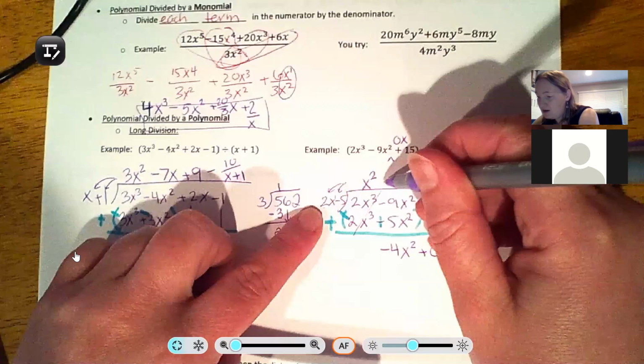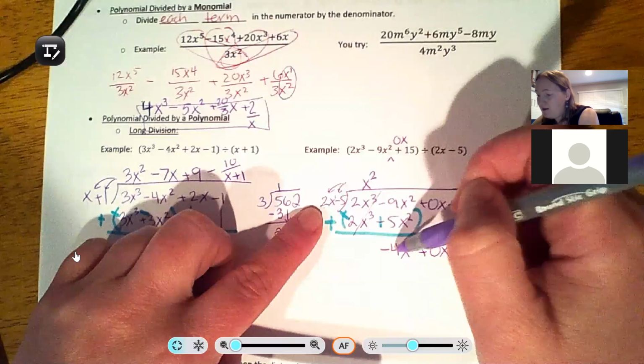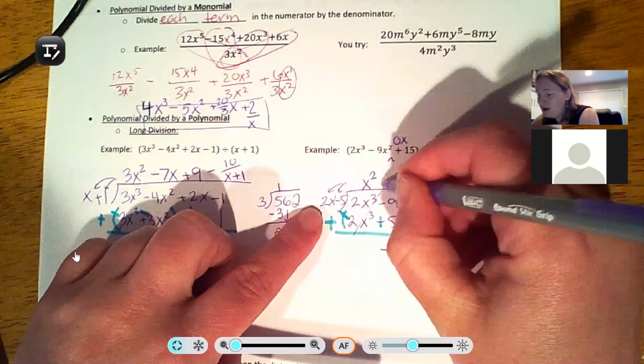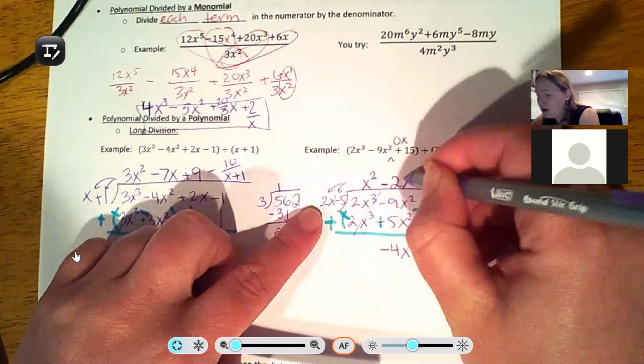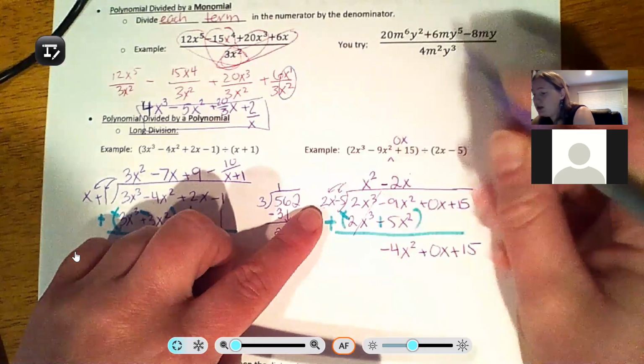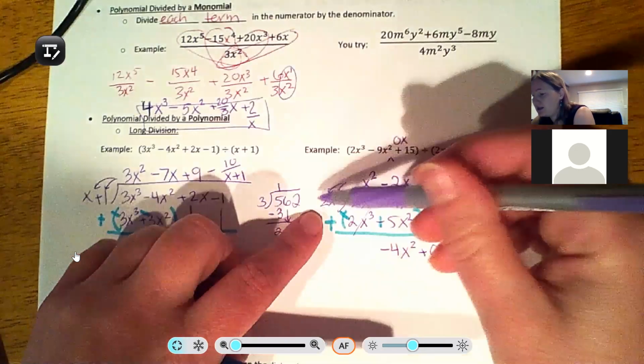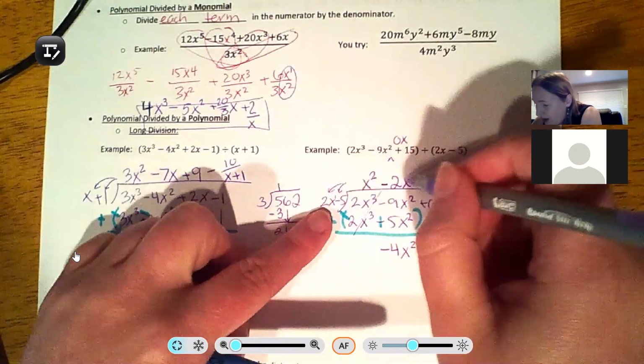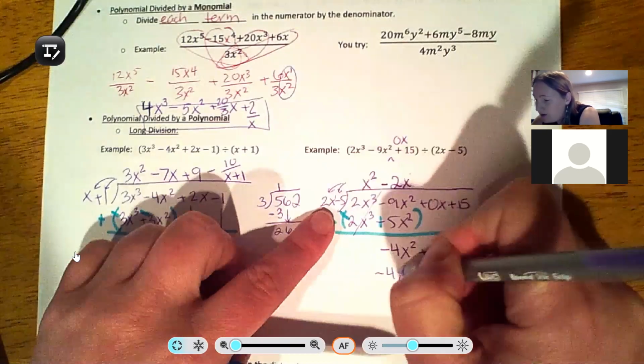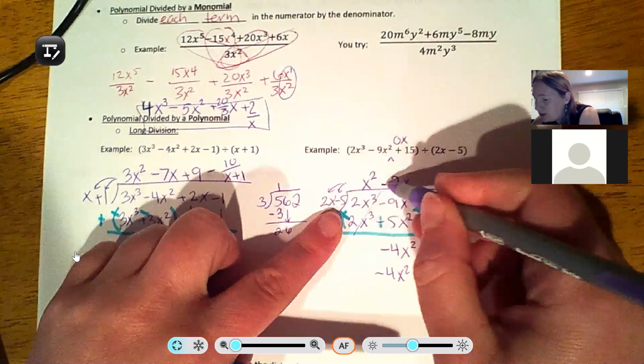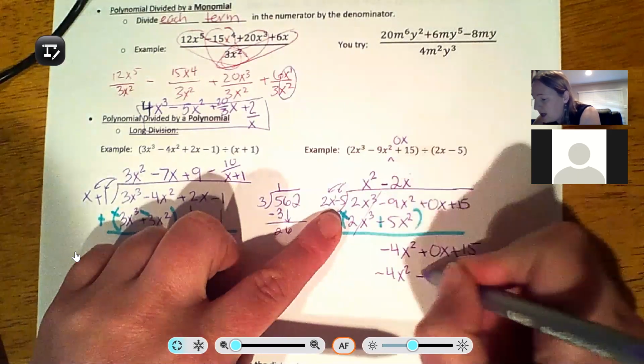So 2x to the first. And to make it a negative, you'll need a negative 2. Yeah. So negative 2 times 2 is the negative 4. X times x is the x squared. So I'll get that negative 4x squared, and I also have to distribute here. So negative 2x times negative 5 is positive 10x.